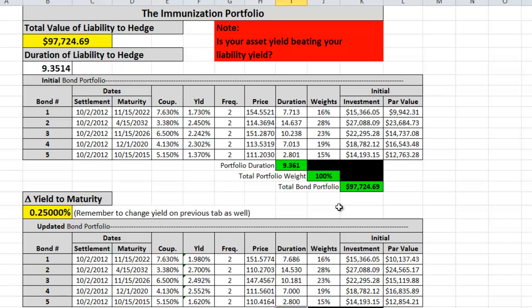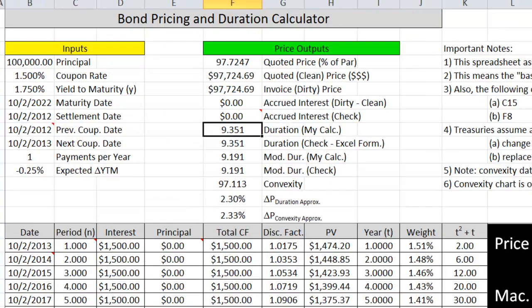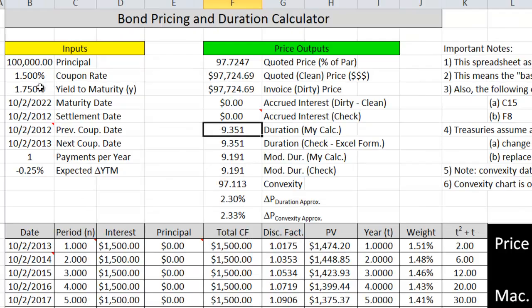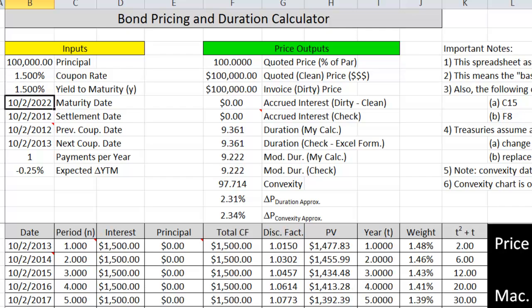I just realized there's one other little caveat that I should give you. Please make sure that when you do something like this, that your yield to maturity in your asset portfolio is exceeding your yield to maturity in your liabilities. I can tell you that it is, and I'm not going to walk you through the somewhat involved steps to make sure that that's taking place. But you can see that your yield to maturity over here is 1.7. Well, it started out at 1.5% if we put it back.